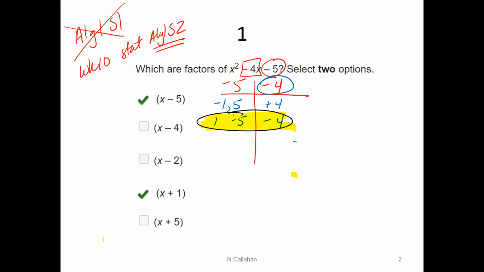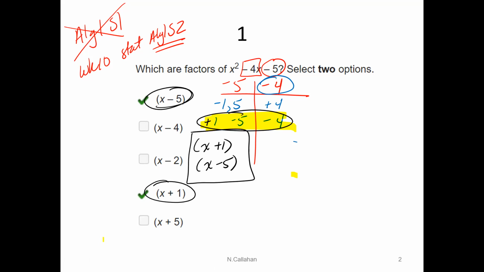So then this is your answer right here. So you're like, okay, so what's my answer, Callahan? Your answer is gonna be x plus 1, and x minus 5. And so looking at your answers, obviously it has to be this one here and this one here, because those are the only two that match my answer in the box.